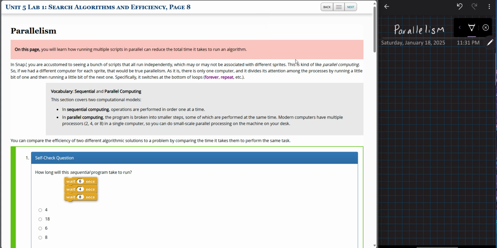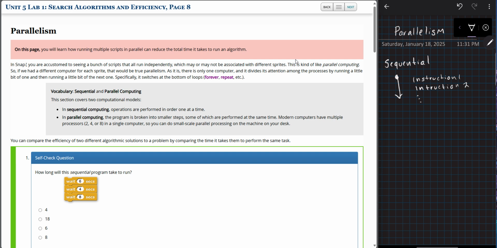So far we've worked with sequential algorithms, right? We talked about sequencing at the beginning. When we talk about sequencing or sequential, we know that it's in order from top to bottom, at least in our Snap projects. We have a script that takes instructions from top to bottom, so you could say instruction 1, instruction 2, and so on, right? Until you reach the end of your program.